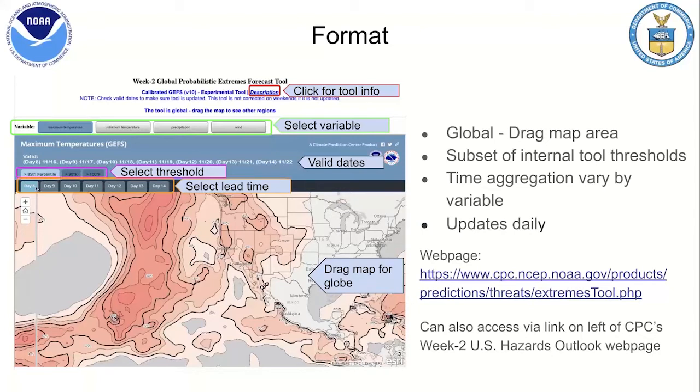So once you select that, you can also select the lead time, which for temperature is just the daily for days 8 to 14. Another feature is that it's actually global. So the default view is for the US, but you can just use your cursor and drag the map, and you can get data across the globe, which is nice. So this updates daily, and the time aggregation, like I mentioned, varies by variable. So the precip will have the 8 to 10, 10 to 12, and 12 to 14 day lead.